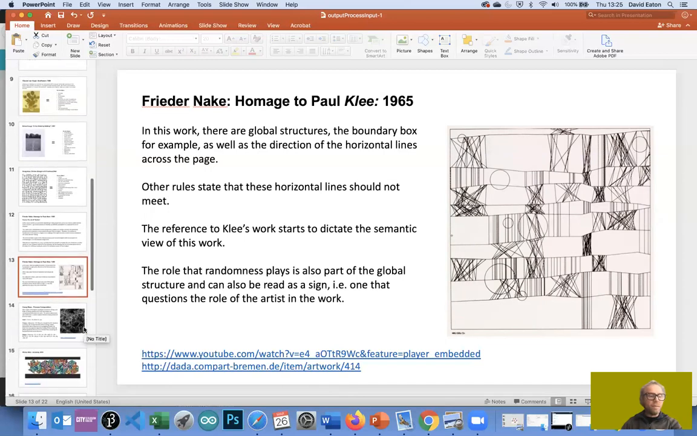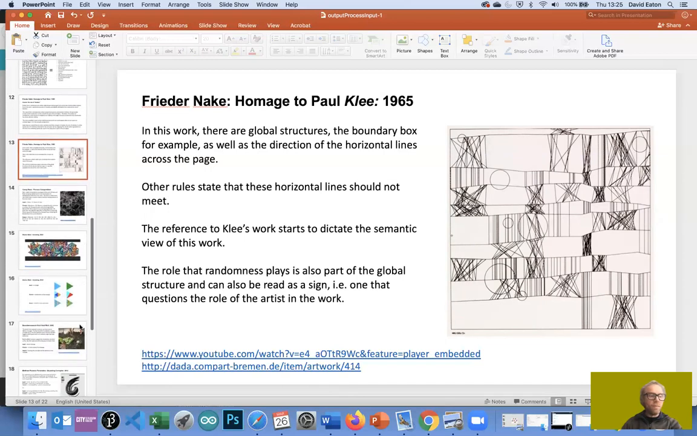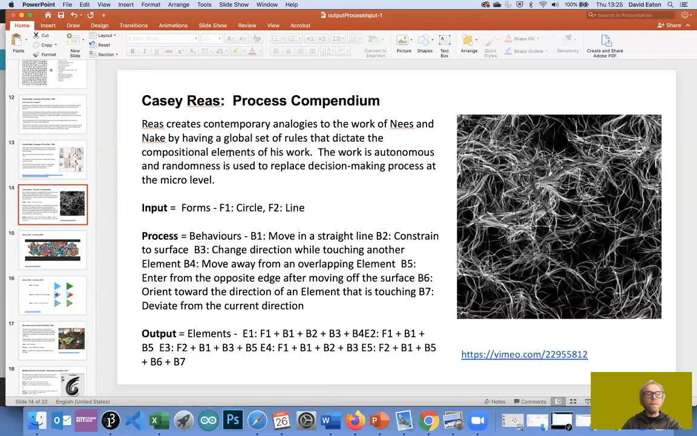So let's perhaps bring up to date some of these thoughts and have a look at some contemporary work. Casey Reas, his work. Reas creates contemporary analogies to the work of Nees and Nake by having a global set of rules that dictate the compositional elements of the work. Okay, the work is autonomous, and randomness is used to replace decision-making processes at a micro level.